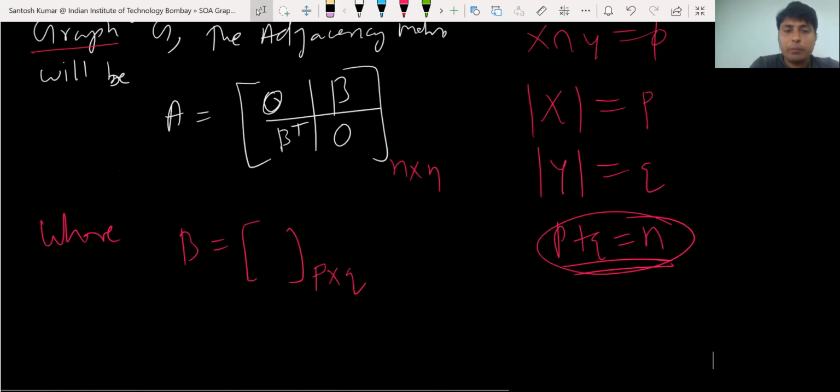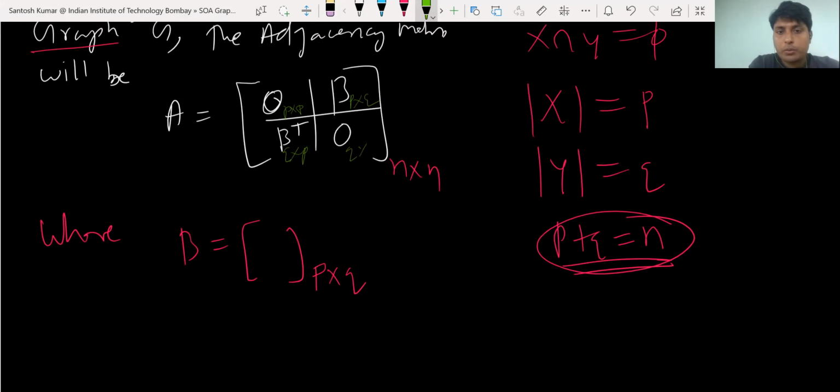And if I elaborate more, the first zero matrix will be of order P cross P. Second will be of order P cross Q. This is of order Q cross P, and this is Q cross Q.